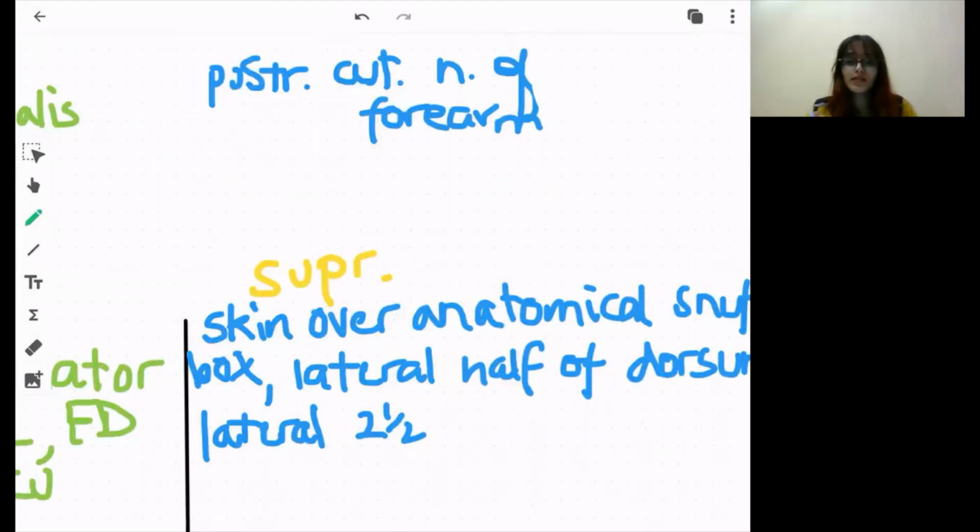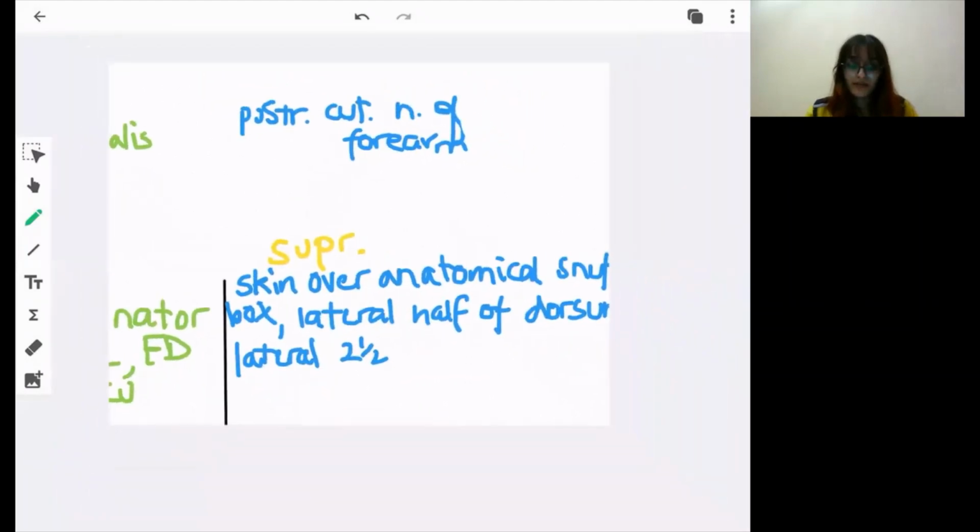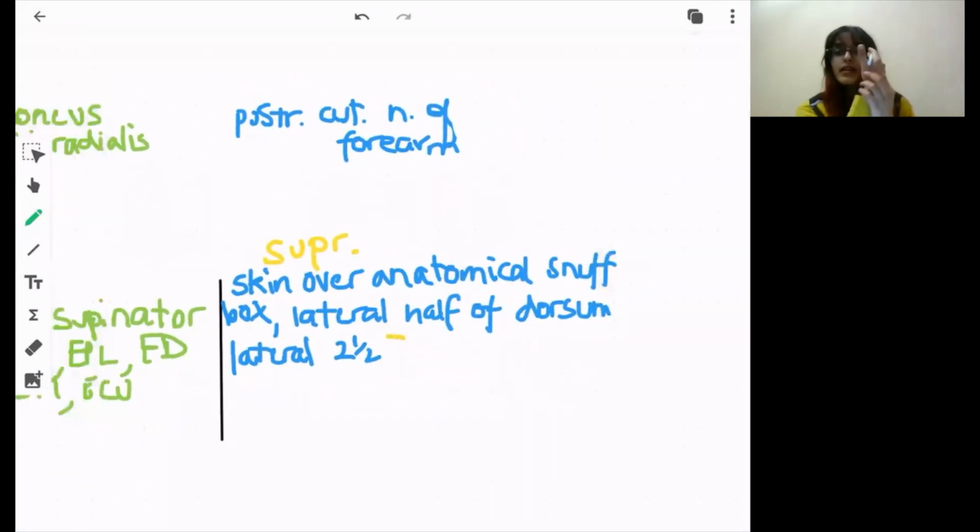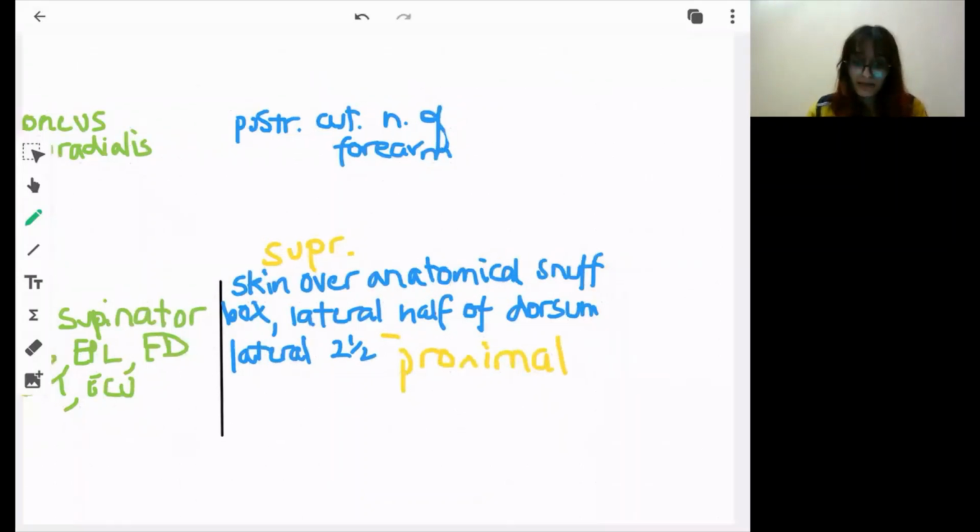It only gives a sensory supply to the skin over the anatomical snuff box, right over here, and also the lateral surface of the dorsum of the hand. This is the lateral, this is the medial, lateral 2.5 fingers, basically the proximal parts only. And I'll show you that in a photo in just a minute.